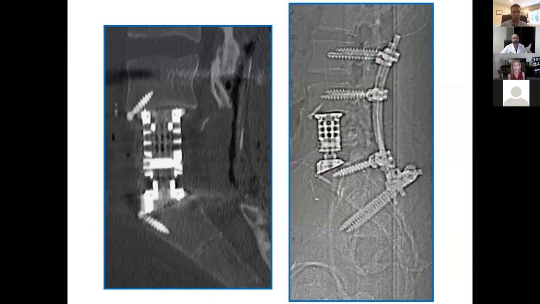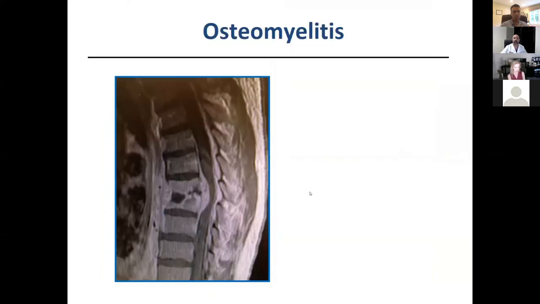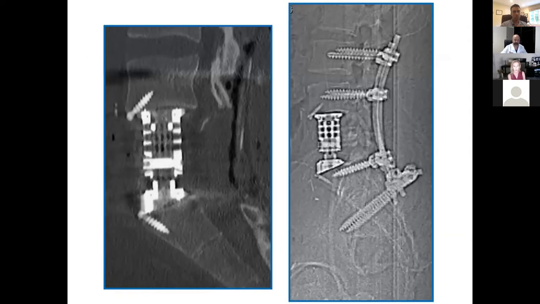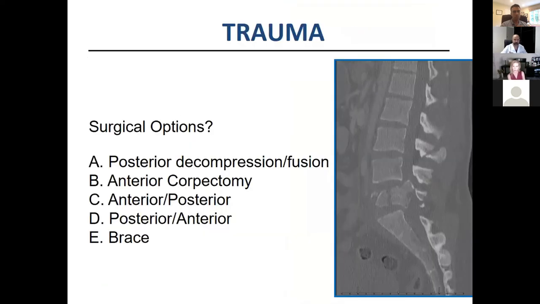This is an old case. I've shown it before. But I did posterior first. I did include L3 just because I didn't like the fracture up there and I needed extra stabilization. And then I went back from the front several days later. Could you do this all from the back? Yes. But again, I've already shared with you my bias towards liking some of these ventral and anterior approaches for structural support. Hey, Ali, could you talk about the choice of back first versus front first?